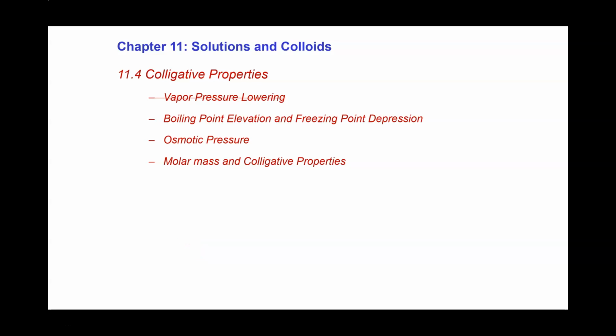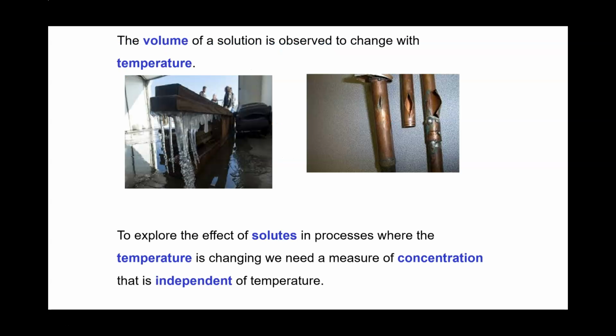So now we look at two colligative properties that are calculated in a similar way. We're going to look at boiling point elevation and freezing point depression. One of the difficulties that we have when we're looking at how a quantity at temperature is modified in a solution versus in a pure solvent is that the volume of a solution will change with temperature.